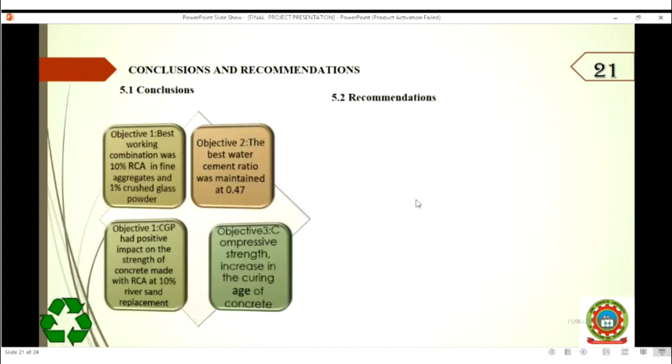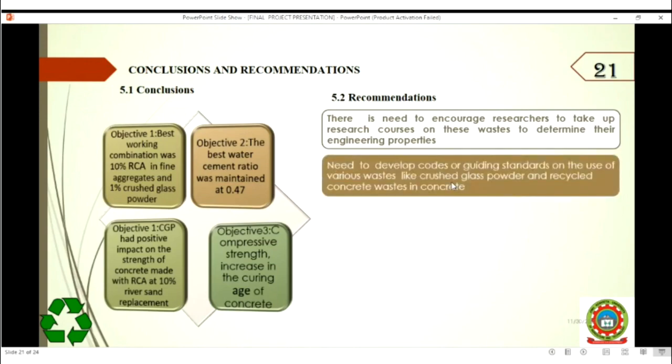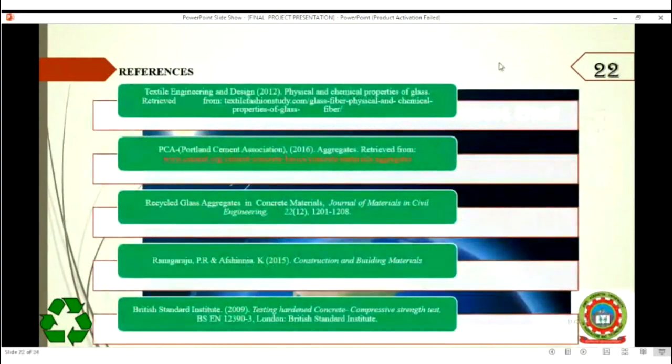Conclusion. Objective 1: the best working combination was 10% RCA in the fine aggregate and 1% crushed glass powder. Objective 2: the best water cement ratio was maintained at 0.47. Objective 3: CGP had a positive impact on the strength of concrete made with RCA at 10%. Recommendation: there is a need to encourage researchers to take up research on these waste materials to determine their engineering properties, and a need to develop codes or guiding standards on the use of various wastes.